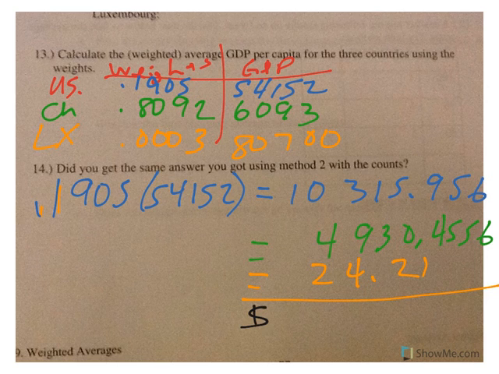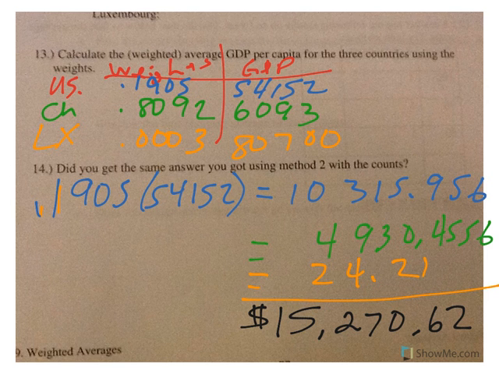So when you add those together, you get 15,270.62. That is different by 32 cents from the other method. So it really doesn't matter what method you use, you're going to get essentially the same answer, and that's what we're going for, right? We want the weighted averages to be as exact as possible, and either method is perfect. So it's kind of whatever makes you happy. And I think that's the end of this first video. So go ahead and watch the next video for weighted averages. Thank you.